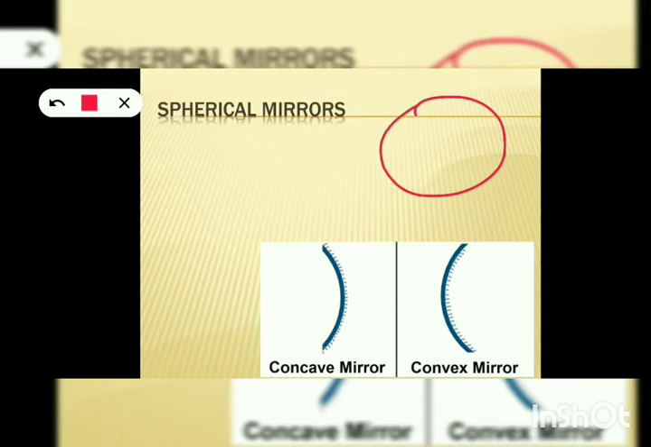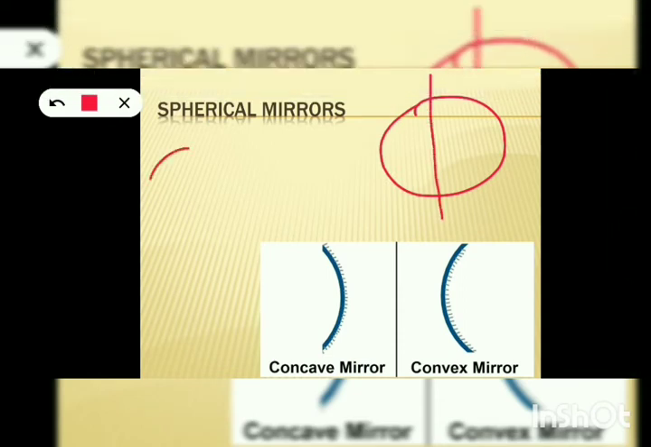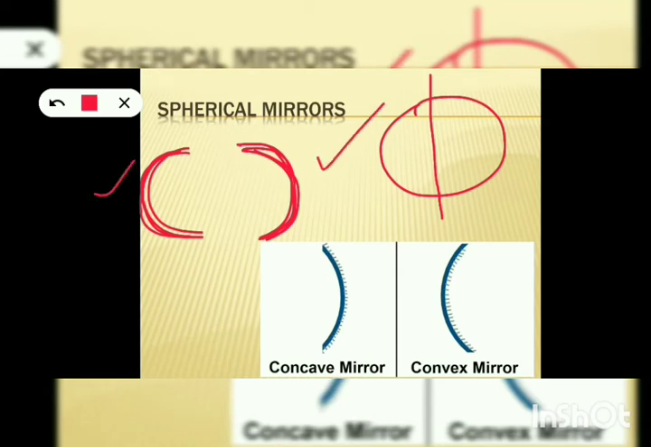If this is a football and you cut it into two equal halves, you will get two portions like this. This portion is a part of that sphere. This portion is also a part of that same sphere. And both the portions will reflect, so both will act like mirrors. And these are spherical mirrors.